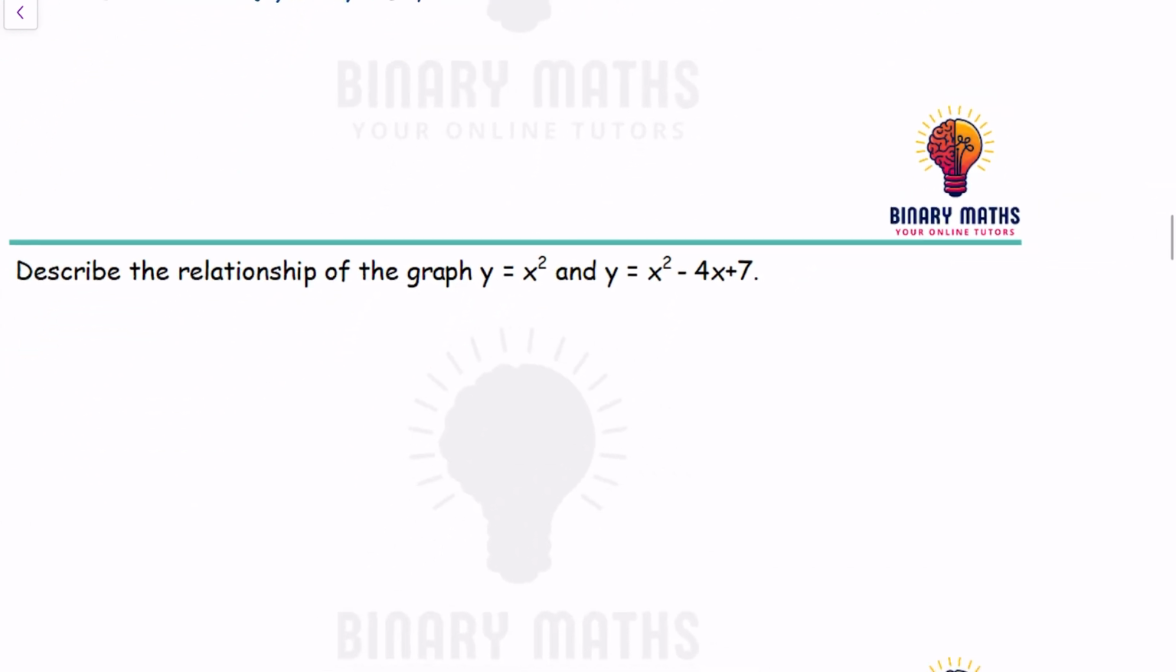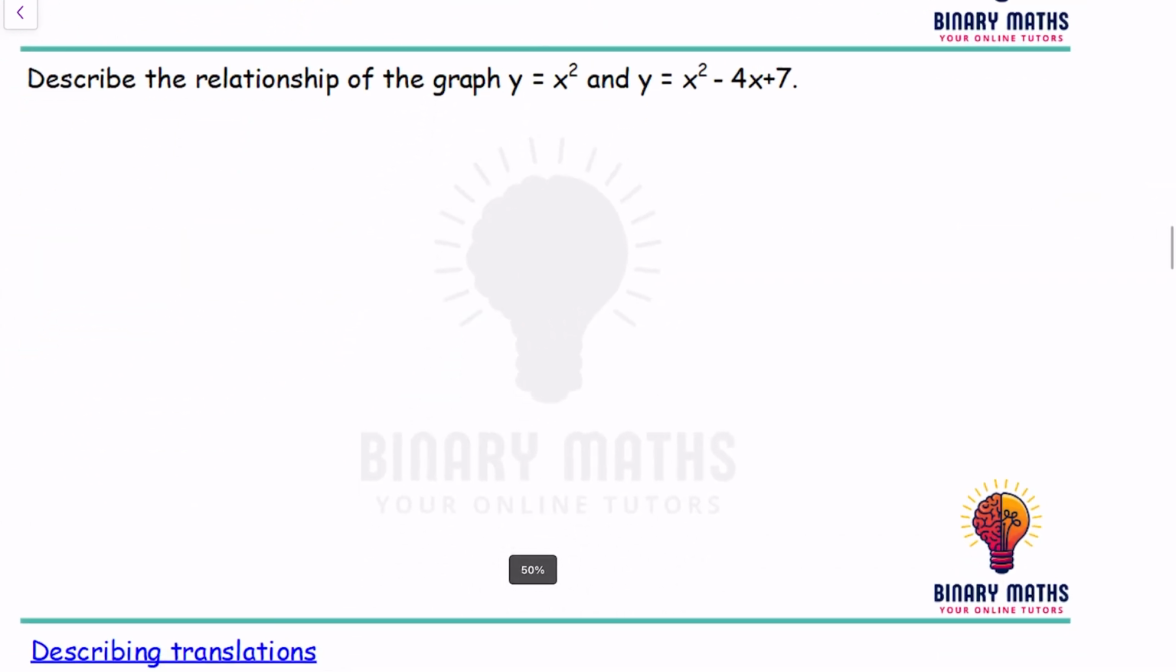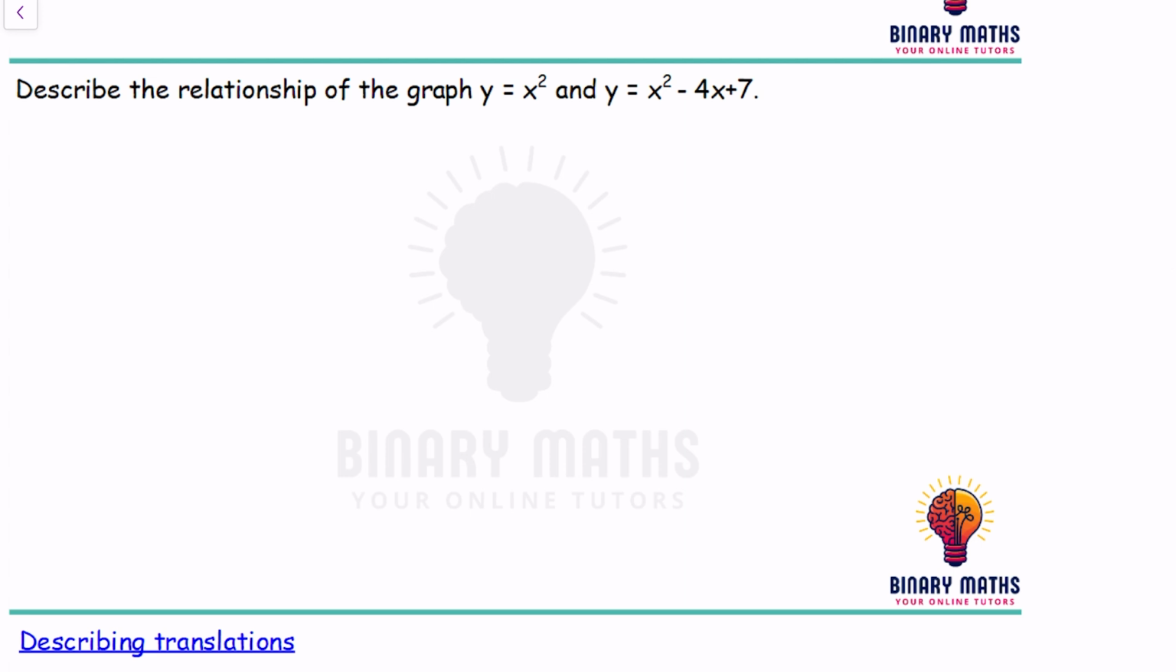Okay, so describe the relationship of the graph y = x squared and y = x squared minus 4x plus 7. If the original is y = x squared, which is the more basic function, then I take the other, more complicated function, x squared minus 4x plus 7, and somehow write it in terms of x squared. At the moment I've got this x coefficient, which makes it complicated to write as a transformation. So what I need to do now is complete the square.